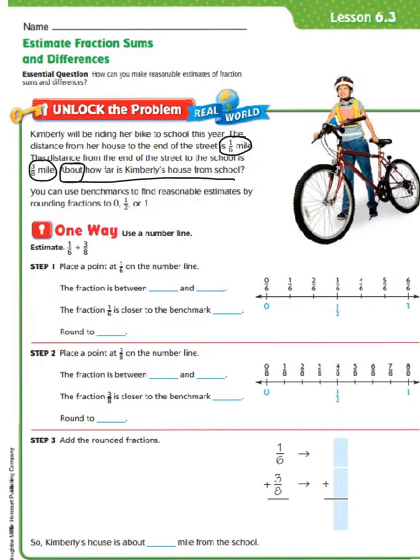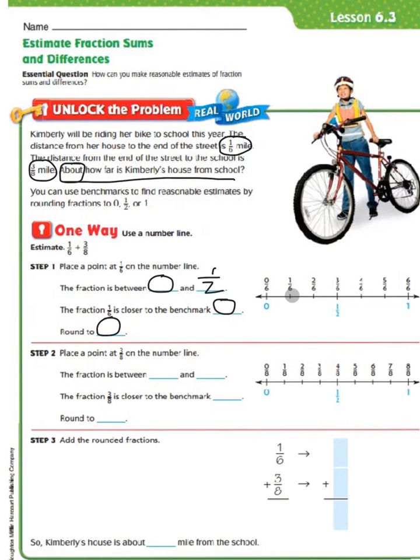We will start by placing a point at 1/6 on the number line. So there is our 1/6 on the number line. And we see the fraction is between 0 and 1/2. The fraction 1/6, after looking at it on the number line, is closer to the benchmark of 0, because we're only one space away from 0, whereas to get to the half, we'd have to hop 2 times. So we see that the fraction 1/6 is closer to the benchmark of 0, and therefore we would round 1/6 to 0.